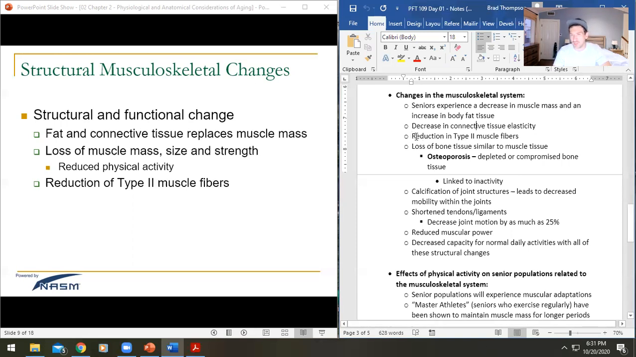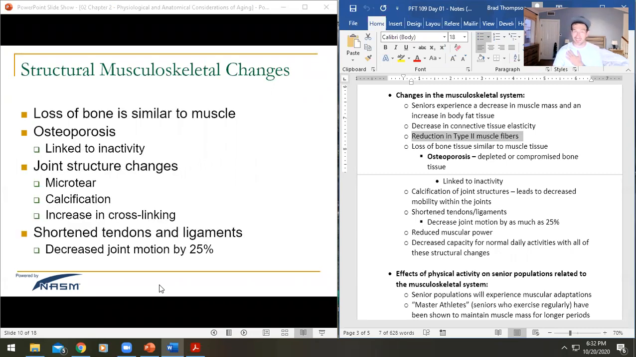We also see a reduction in type 2 muscle fibers, which makes sense considering that I just said we see decreases in size, and type 2 fibers are the big ones, right? Well, as we get older, we start to see a shift from type 2 into more type 1 types of fibers. We see less actin and myosin, and we start to see more mitochondria develop. And so we see that decrease in size.